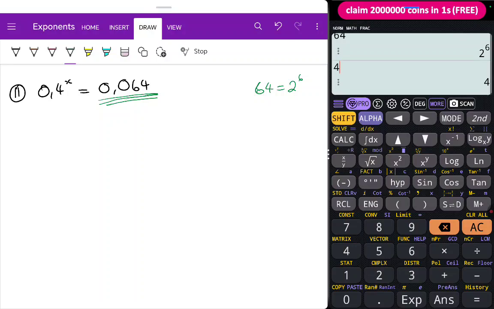What about 4? Prime factorization: that is 2 squared. But how are these connected to each other? It's a very good question. I don't want to over explain.